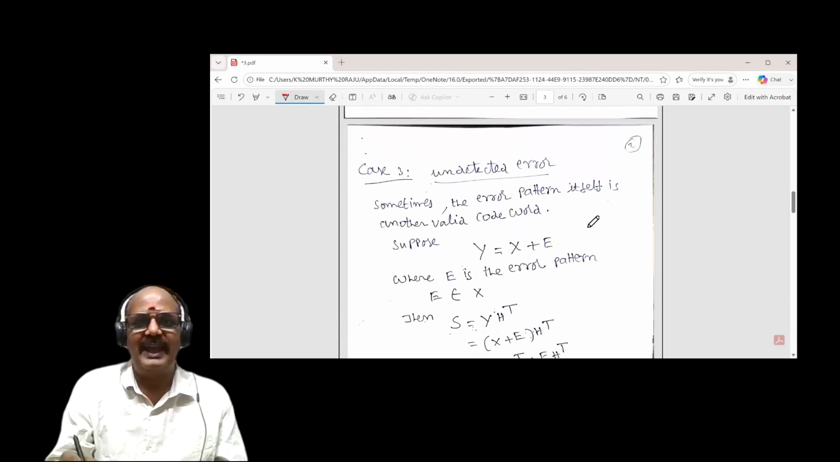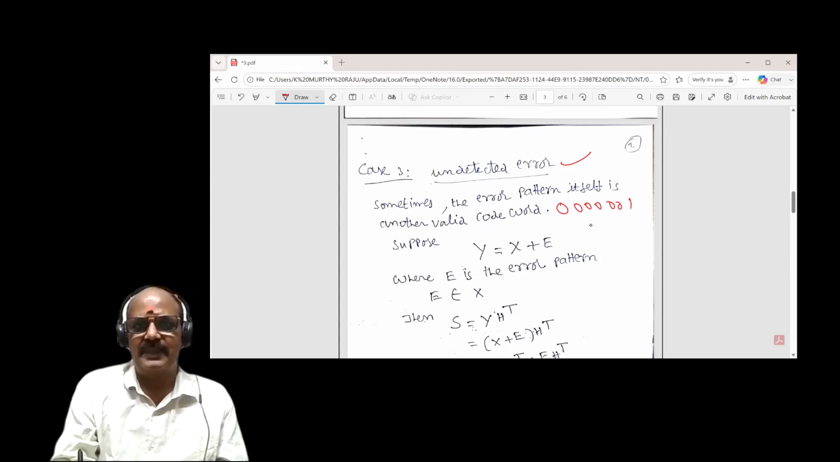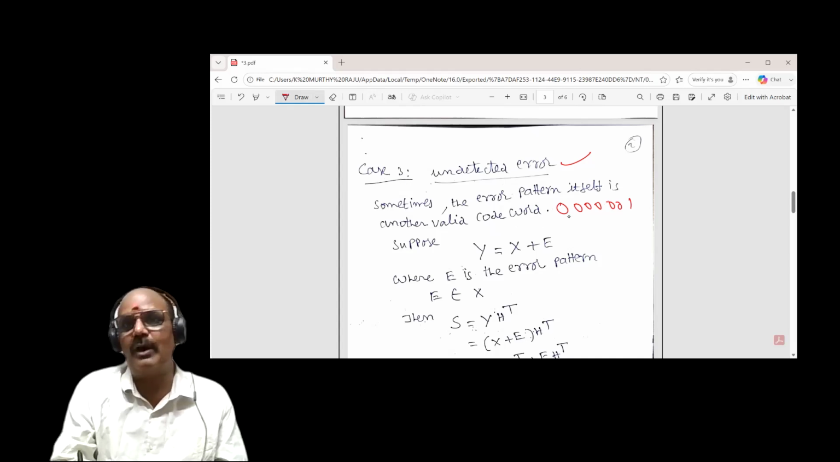In case 3, undetected error. Our concentration is on this undetected error. Sometimes the error pattern itself is another valid code word. Suppose this is a 7-bit error vector. Sometimes this error vector is also another valid code word. Sometimes a valid code word appears in the form of this error vector.